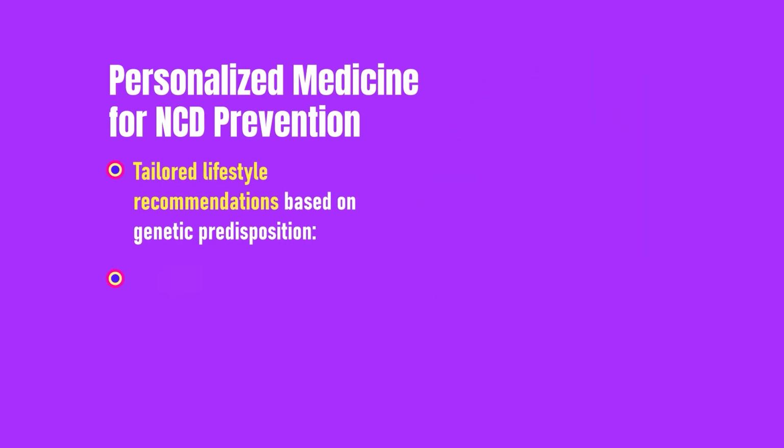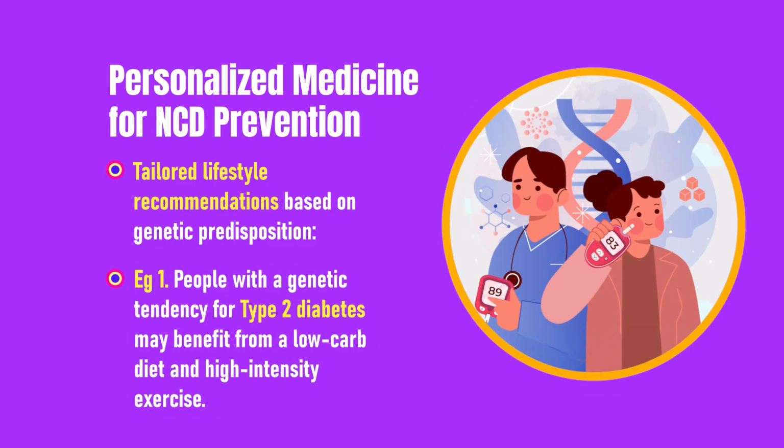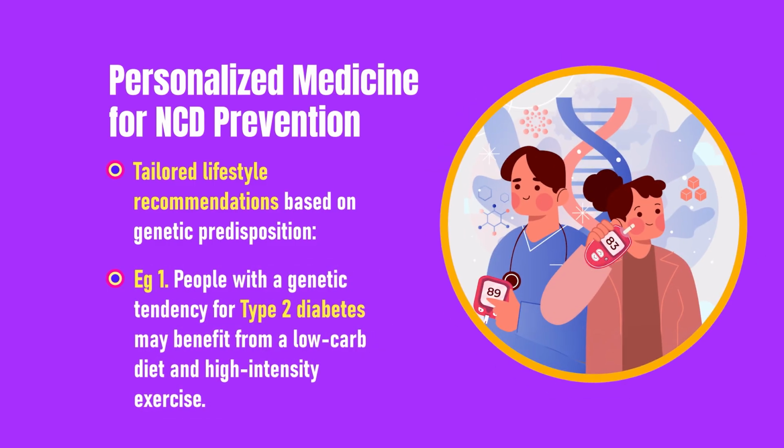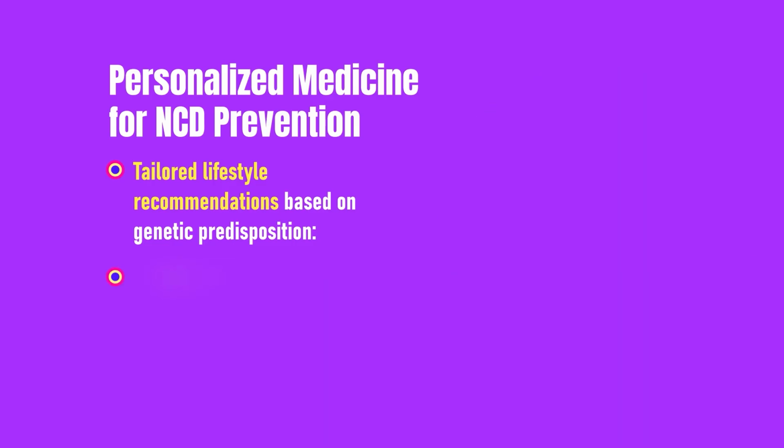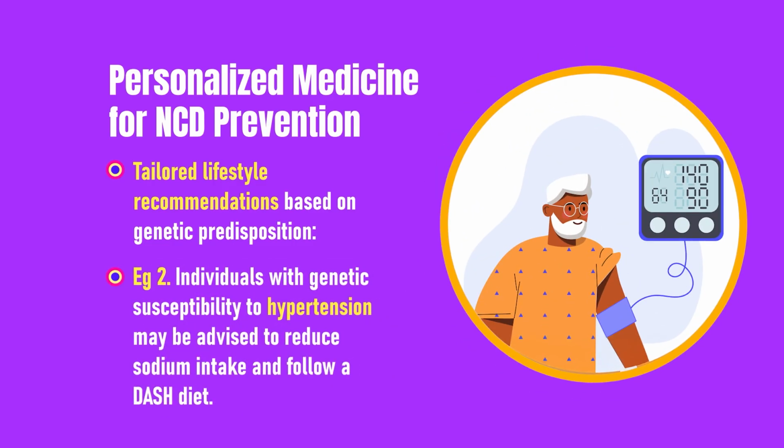I will give you a few examples. For example, people with a genetic tendency for type 2 diabetes, which is the more common form of diabetes, may benefit from a low carbohydrate diet and high intensity exercises. Once we identify that these are the individuals, these are the genes which he is carrying, we may give advice regarding exercise and a special diet. Similarly, for genetic susceptibility for hypertension, these are the common lifestyle diseases, we may advise the person for low sodium intake and a Mediterranean DASH diet.